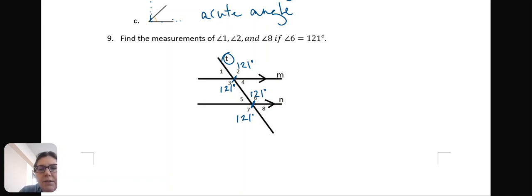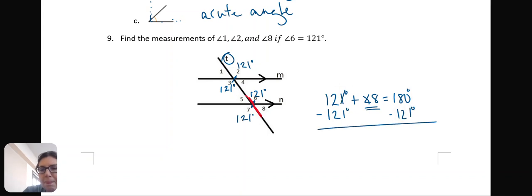Now, angle 6 and angle 8 form a straight line. Angles that form a straight line equal 180. So we know that 121 plus angle 8 equals 180 degrees. To figure out what angle 8 is, we just have to minus 121 to figure out what is that other part that I need to get to 180. So 180 minus 121 is 59 degrees. So angle 8 is 59.